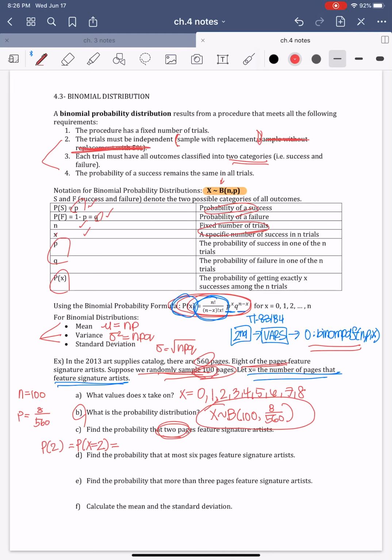Pretty simple. So we are going to use binom PDF. You have to put these 3 numbers in order. That's the minimum requirement the calculator needs. It has to know the n, p, x. You have n, 100, p, 8 out of 560, and then x, the number 2. Now if I say find the probability that 3 pages feature signature artists, then x will be 3. So x can change. Remember, x can be from 0 to 8.